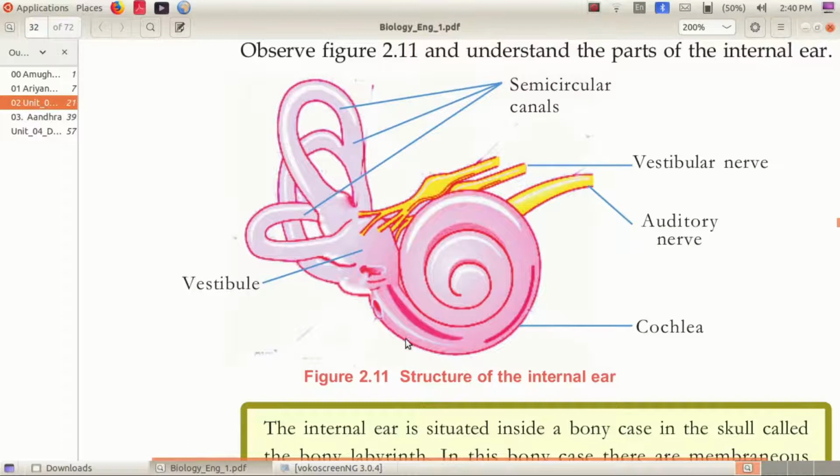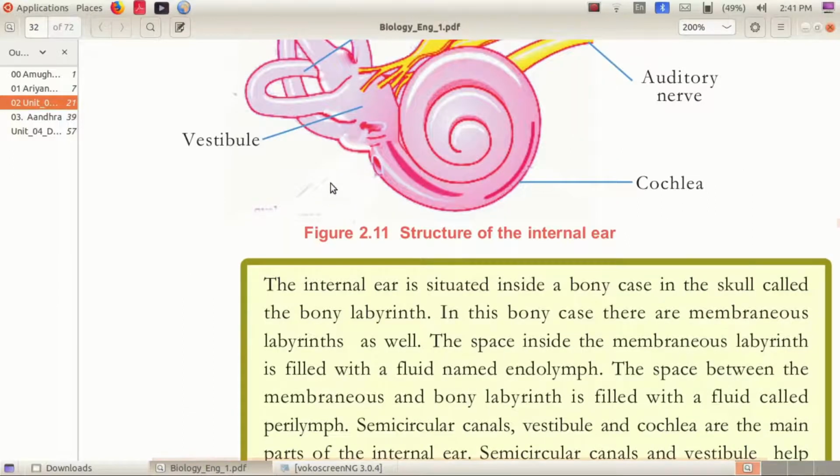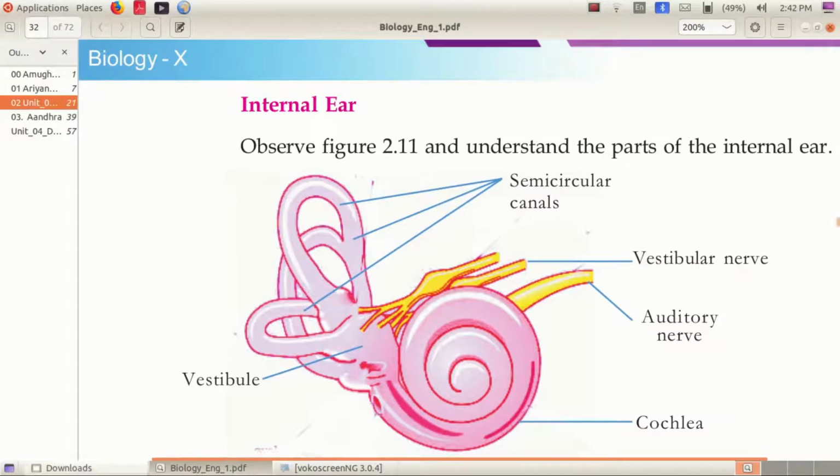This is the internal ear, diagram of internal ear. Now observe this figure. What are the functions of ear? We have studied ear has 2 functions. One is hearing and another one is balancing of the body. So internal ear has both these functions. The internal ear is situated inside a bony case in the skull, that is called bony labyrinth.